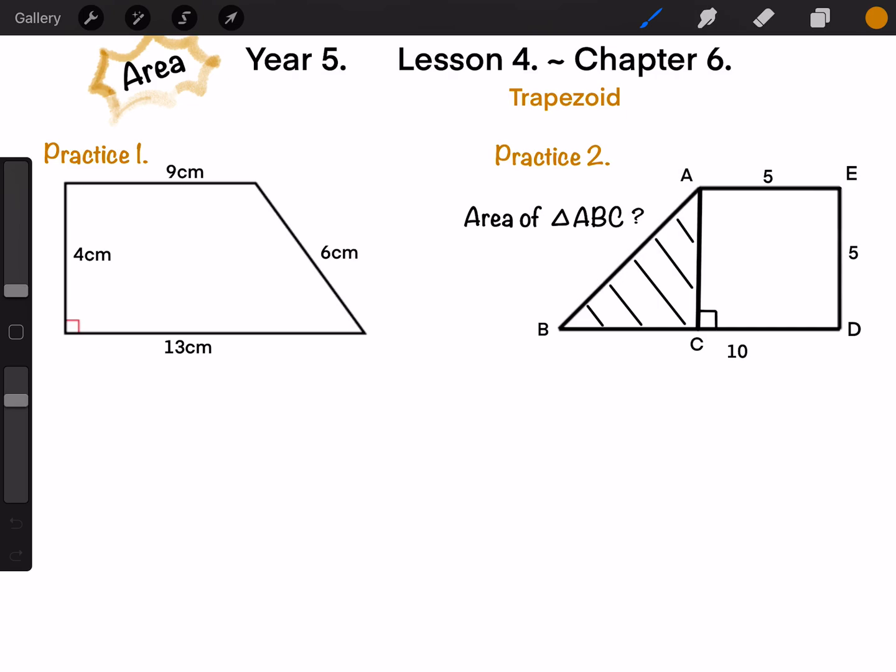In Year 5, Lesson 4, Chapter 6, we will do some practices about area of a trapezoid.